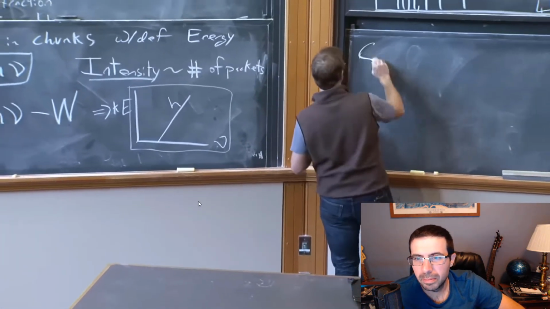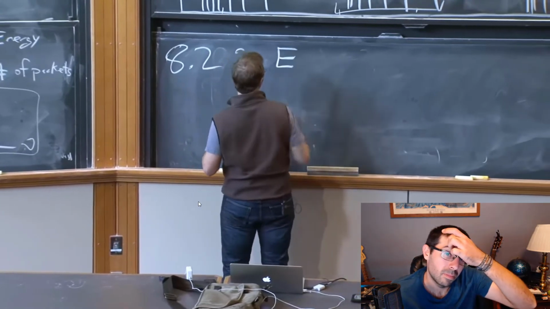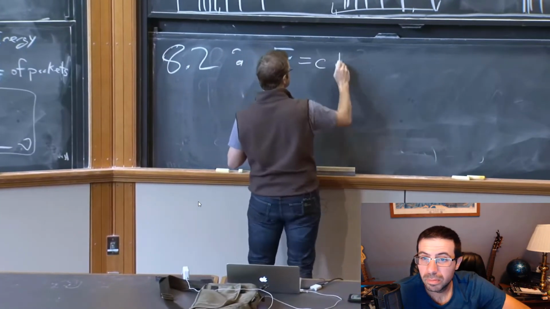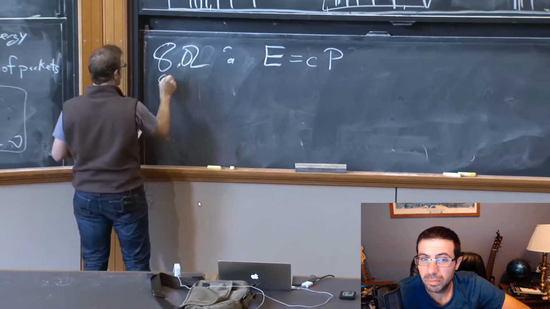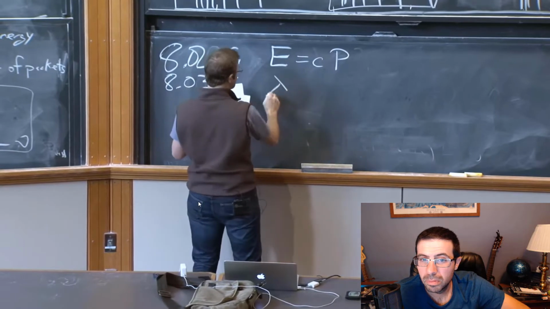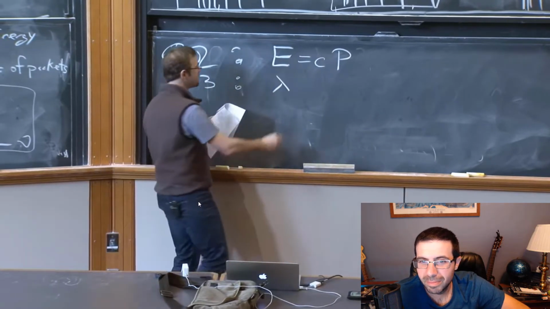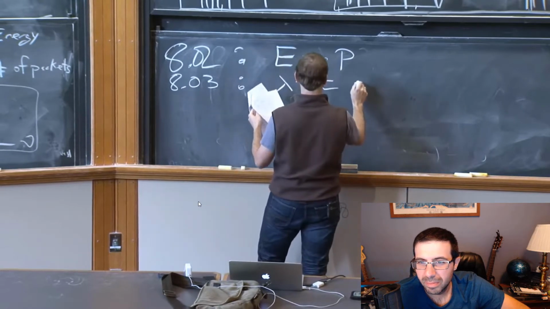So here's something you learned from 802. In 802, you learned that the energy of an electromagnetic wave is equal to c times the momentum carried by that wave. And in 803, you should have learned that the wavelength of an electromagnetic wave times the frequency is equal to the speed of light, c.